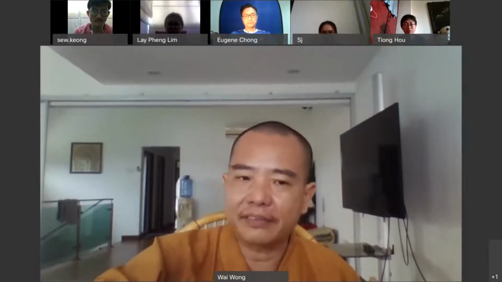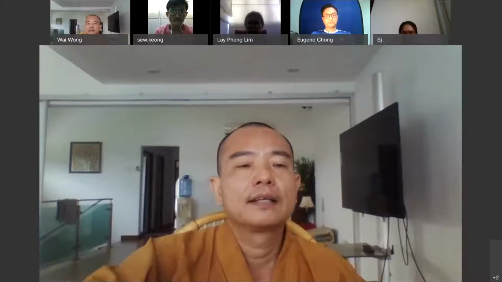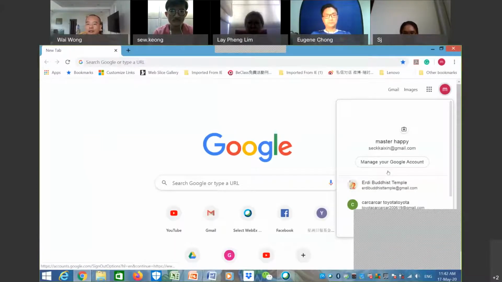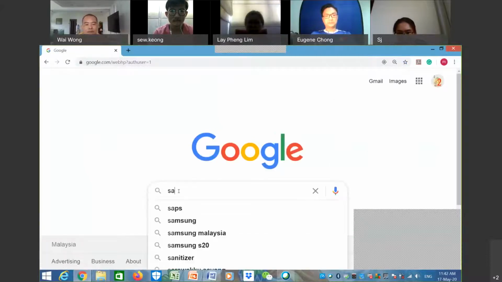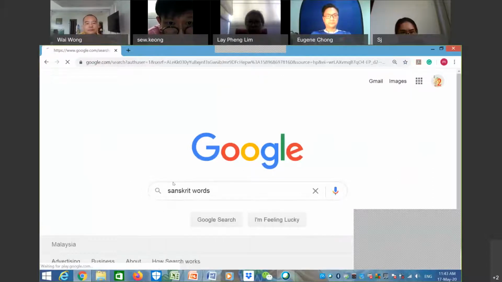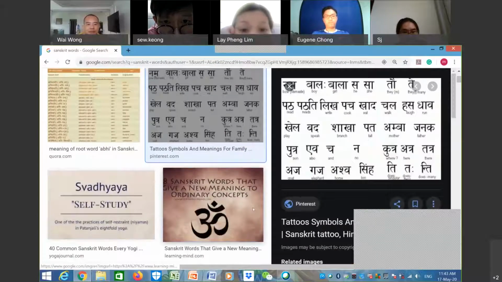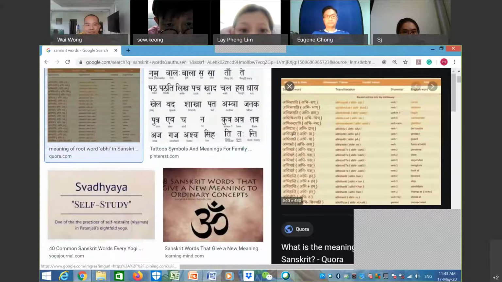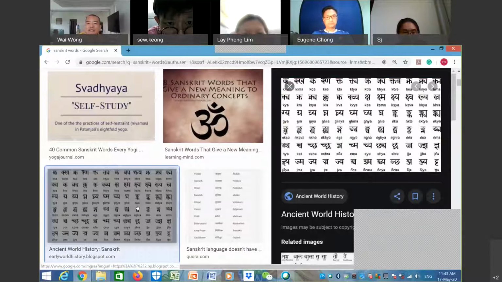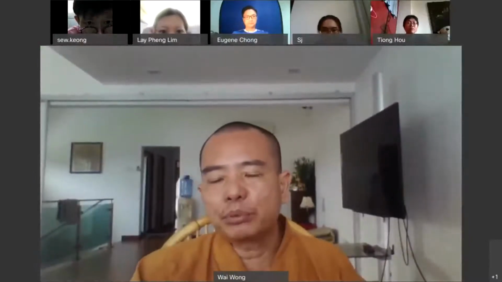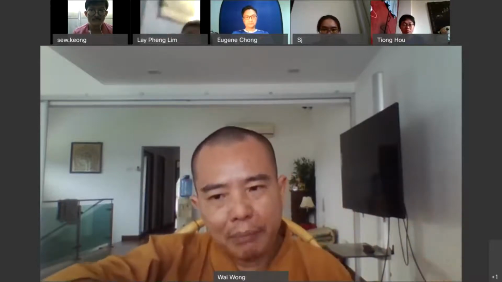Let's take a look at how the Sanskrit characters look. So this is the Sanskrit word. It is something like Hindi, right? Ancient word history, Sanskrit. The Buddhist scriptures were all written in Sanskrit, and the Chinese monks would bring back the Sanskrit scriptures and have them translated to make them popular. That's the meaning of what we call sila. It originated as Sanskrit.